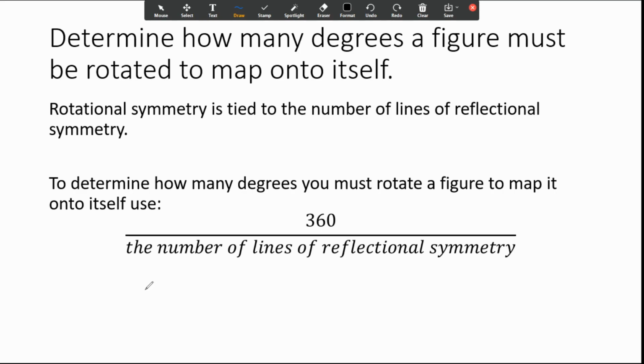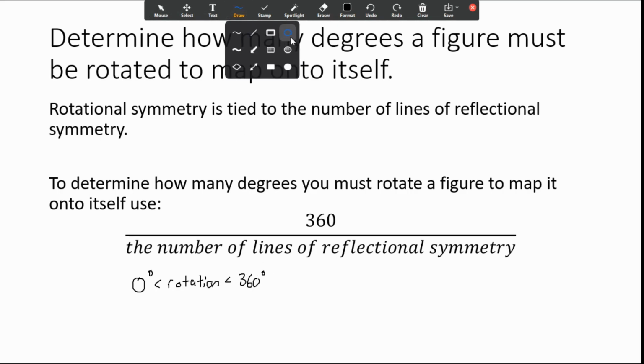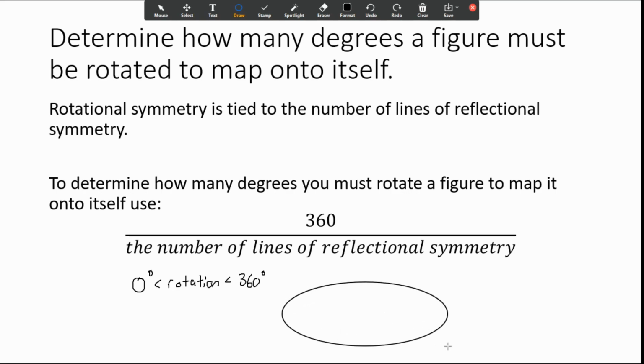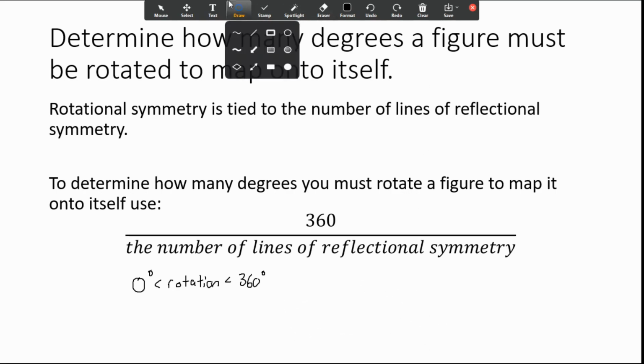Earlier we said that rotational symmetry is how often it maps onto itself between 0 degrees of rotation. So our rotation must be greater than 0 degrees, but not more than 360 degrees. And if you want to know why that is, let's just look at a circle really quick. I can draw a circle around any polygon. Actually, let me show you that as well.